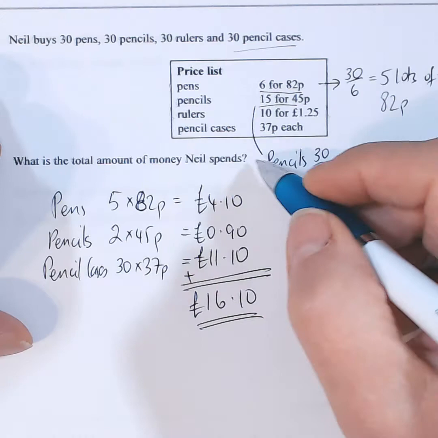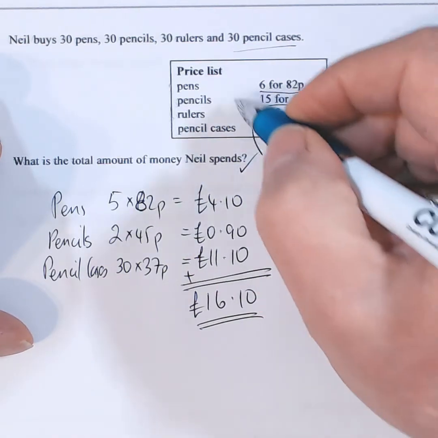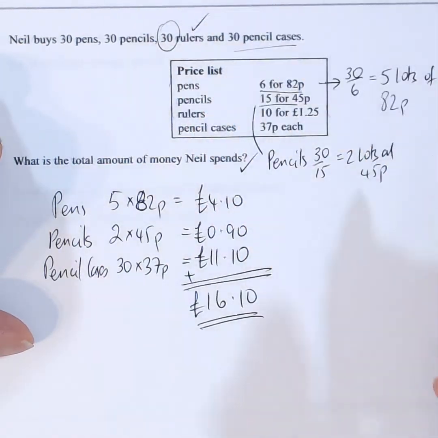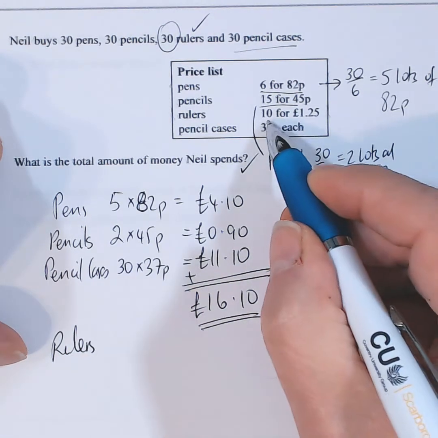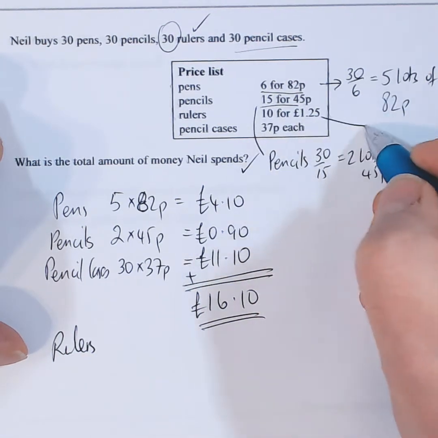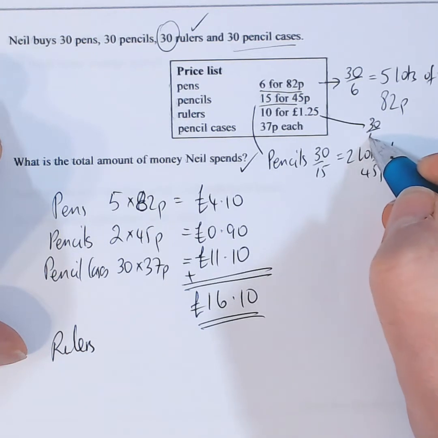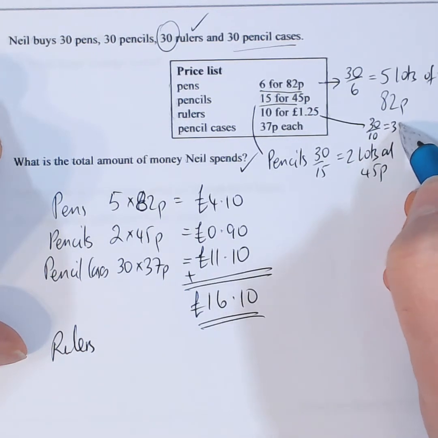Again, go through the question, and we read, and we want rulers as well. Okay, so we need rulers as well. And they're 10 for £1.25. So rulers, we're going to do 30 divided by 10. So we need 3 lots.